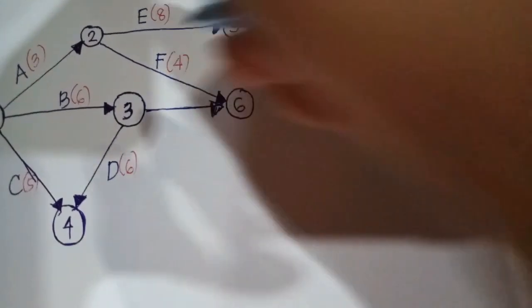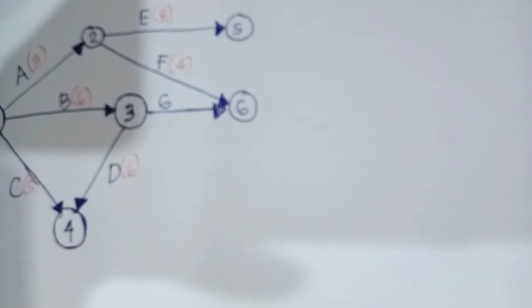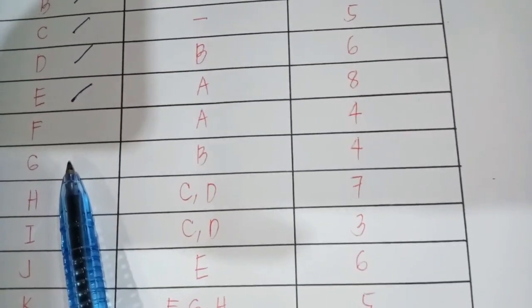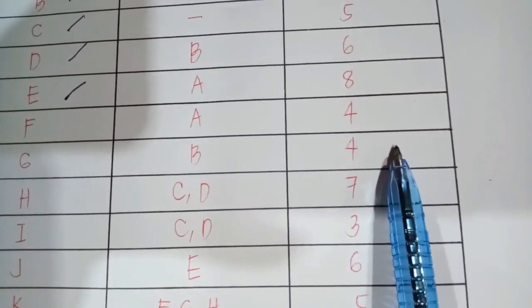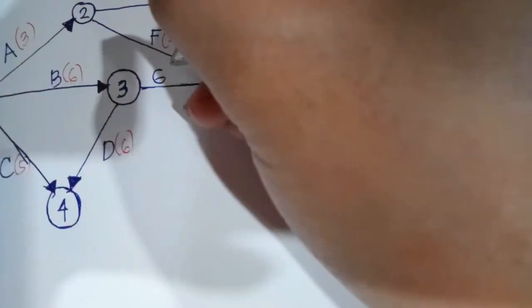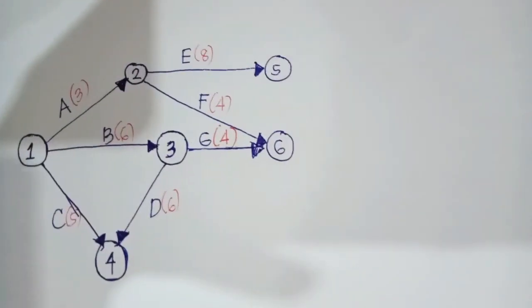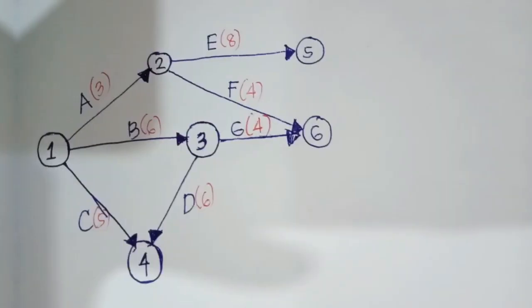Okay, so this is G, or activity G. And as you can notice, activity G has a duration of 4 weeks. Okay, you have there 4 weeks.